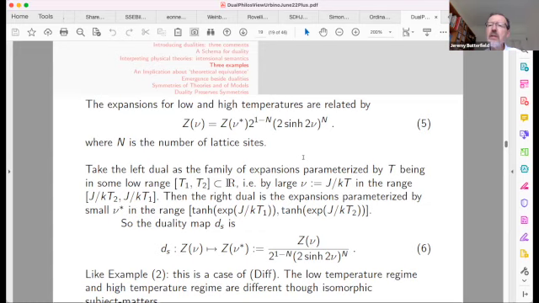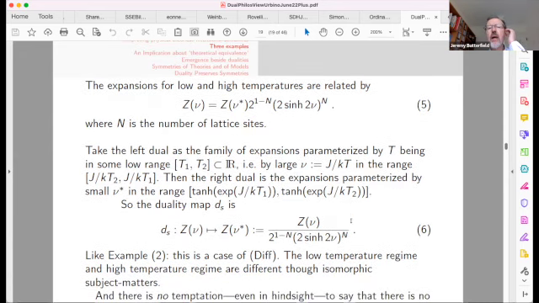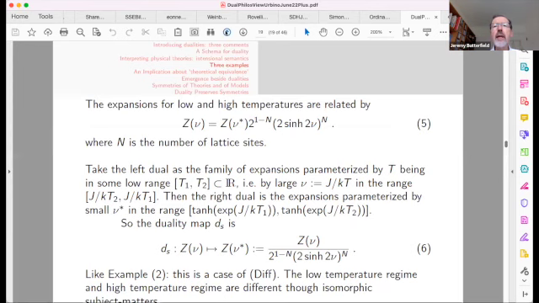So if we want to put it in terms of, Sebastian, my schema, take the left dual to be the family of expansions of Z parameterized by the temperature T being in some low range. So the left dual will be a cold lattice, so it will be large nu, large inverse temperature. And the right dual is the expansions parameterized by small nu star, in a range tanh to the -1 of exponential, tanh to the -1 of exponential.